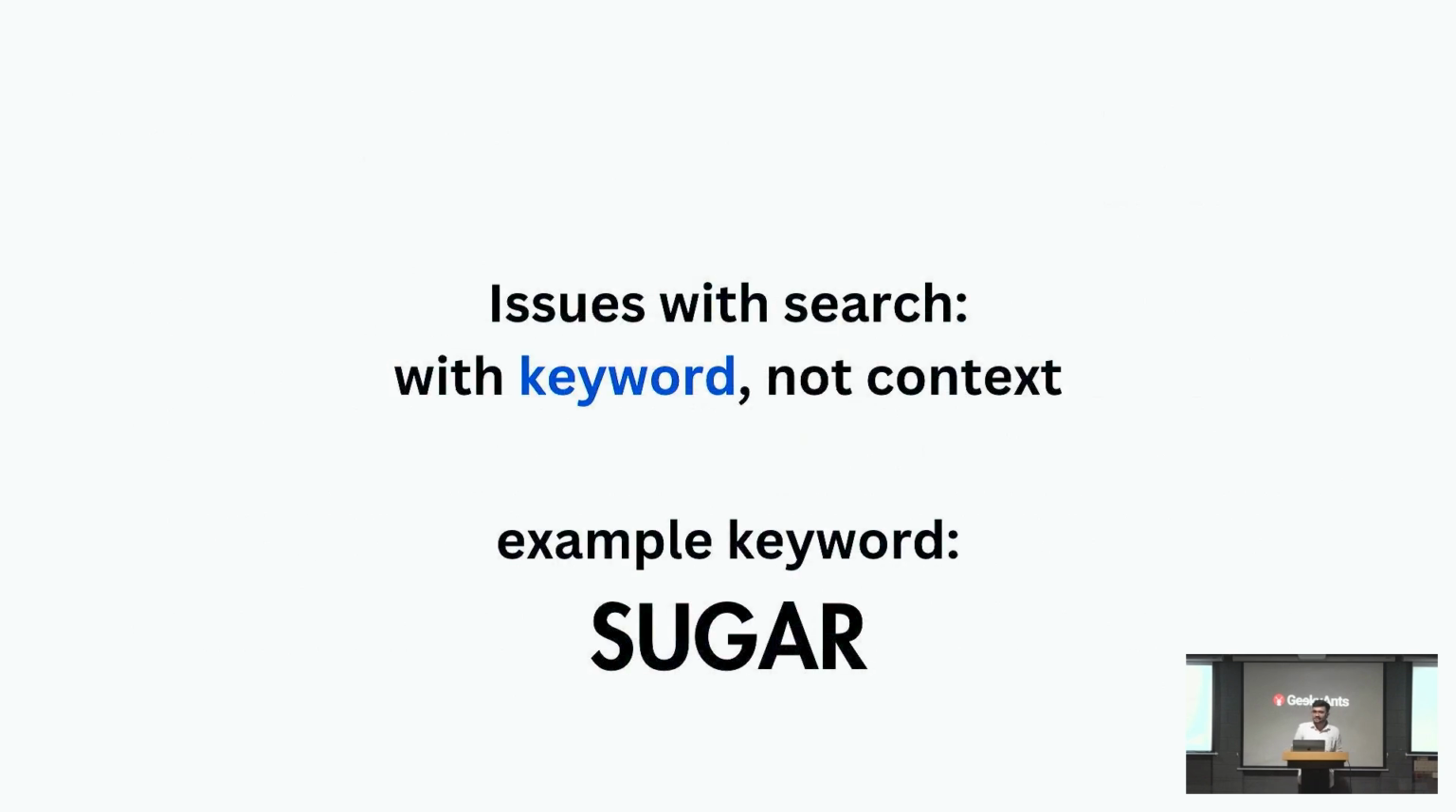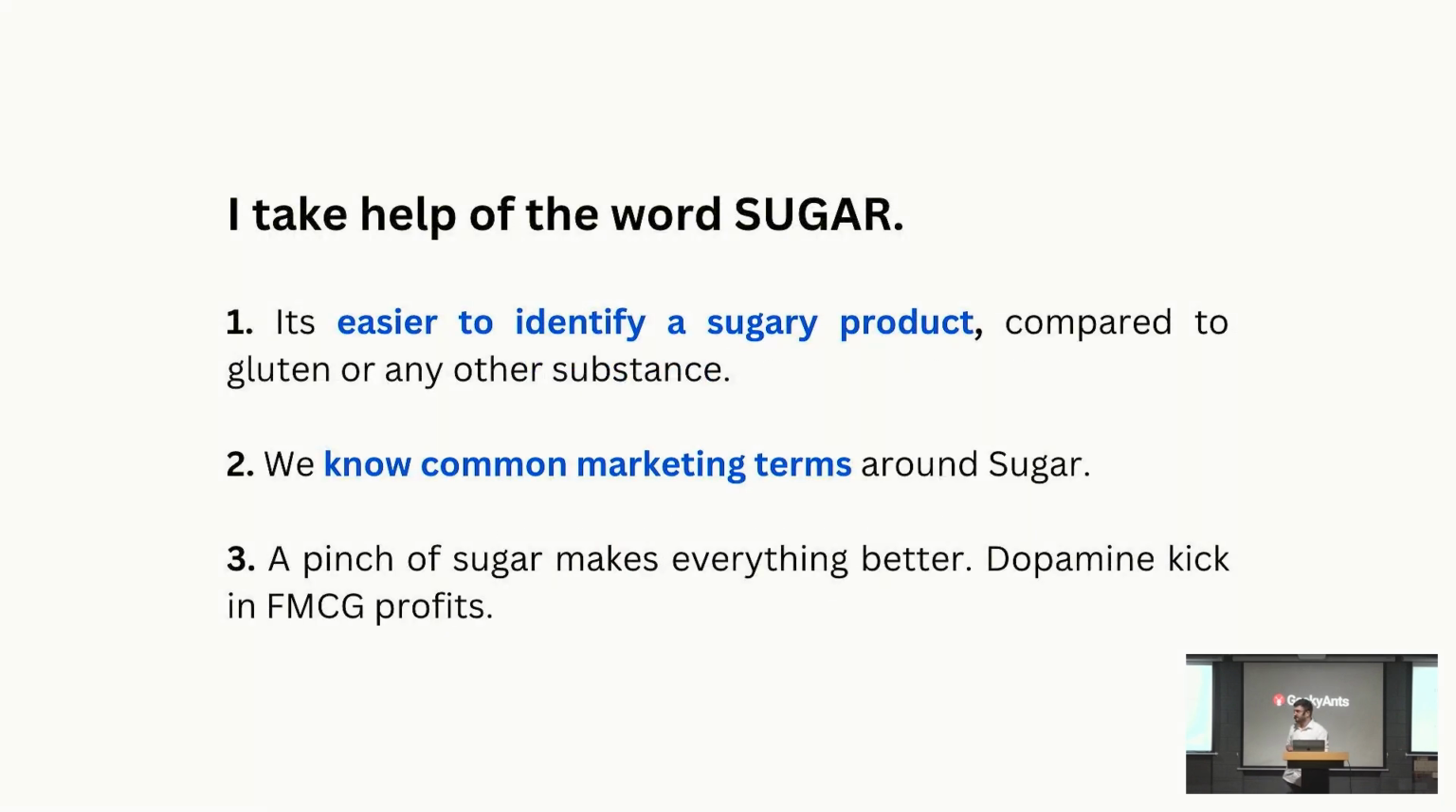But here are some issues. I'm here to discuss a few issues around this, specifically why keyword searching is not such a great idea unless you search with context. To do this, I'll take help of a word called sugar. Why sugar? Because it's easy to identify when you see sugar. There's a term: you know it when you see one, right? And it's also a common marketing term, for example sugar free or diabetic, and also a pinch of sugar makes everything better.